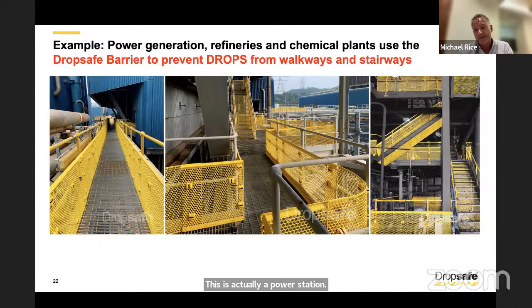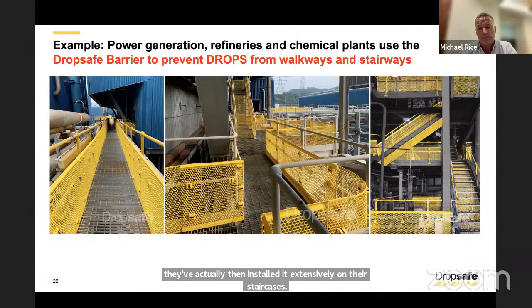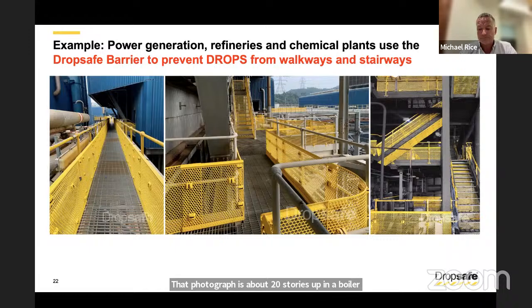Even in the middle section, middle photograph, you can see where the panels are installed around lots of different shapes and sizes of handrailing. And then on the right-hand side, you can see where they've installed it extensively on their staircases. That photograph is about 20 stories up in a boiler unit of a very large power station. So it is a very versatile system.